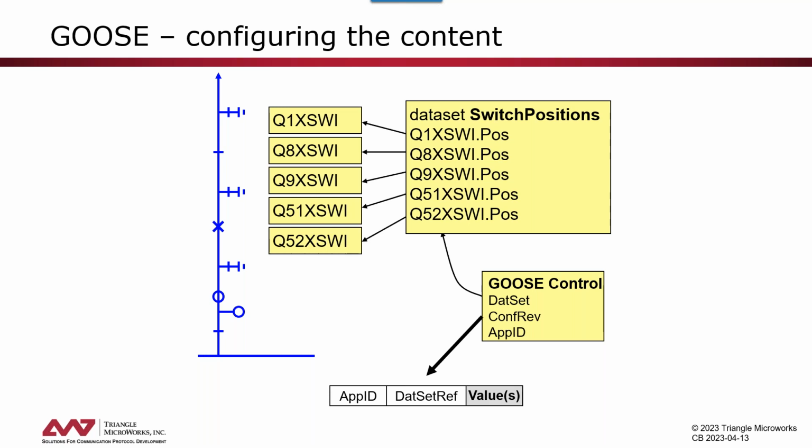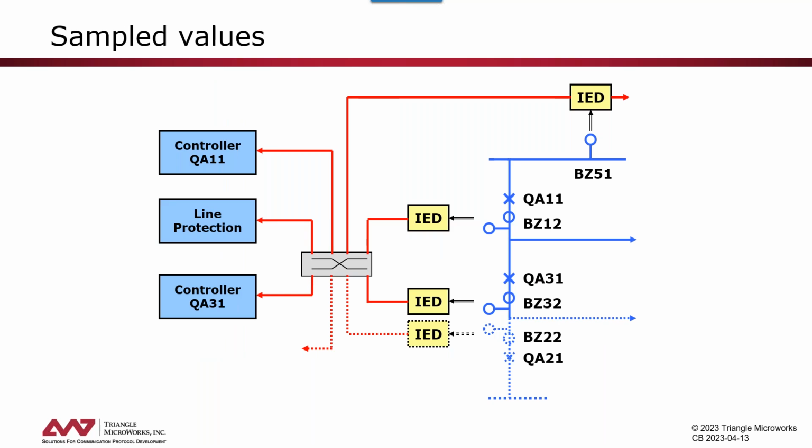Now let's have a look at the sampled values. Sampled values are typically used when we introduce what we mostly call merging units, which is an analog digital conversion directly at the source where we have our current and voltage sensors. In that case, instead of having an analog signal going to the devices that need to process this, and each of these devices having its own analog digital conversion, we only need one analog digital conversion, and then we send out a stream of sampled values over the network.